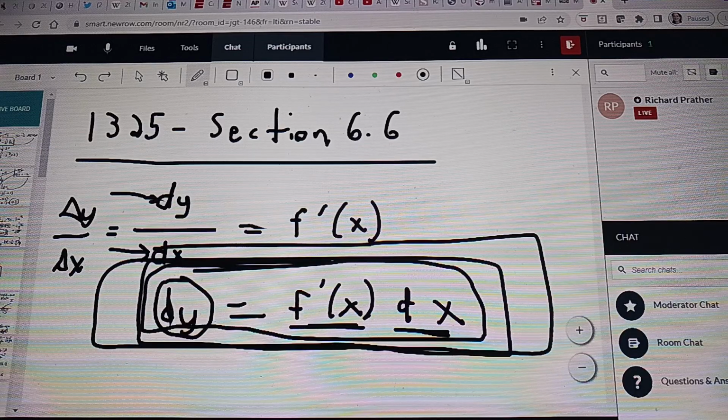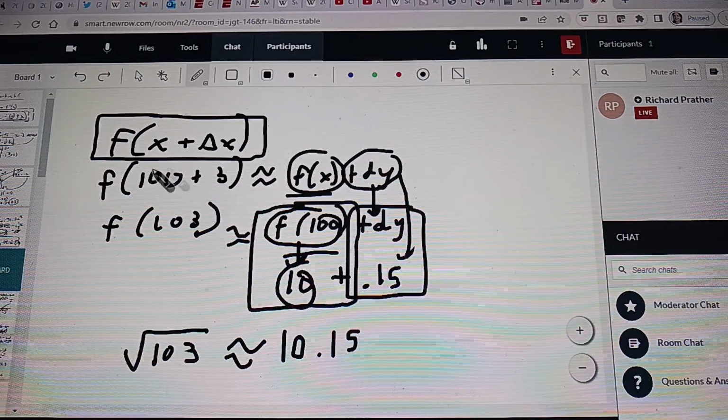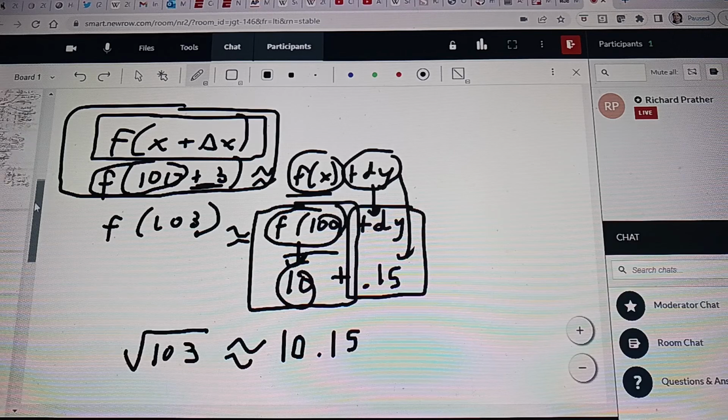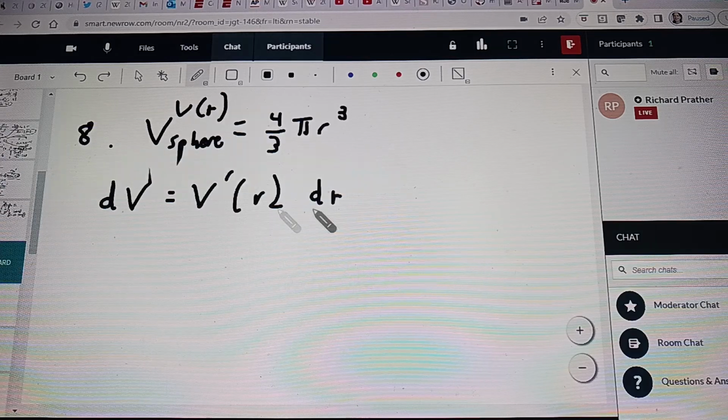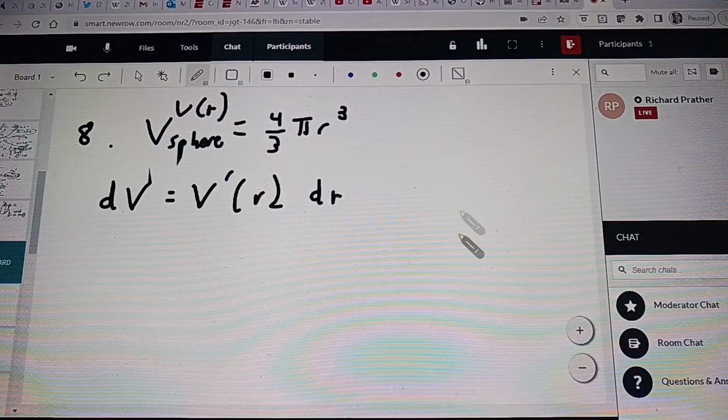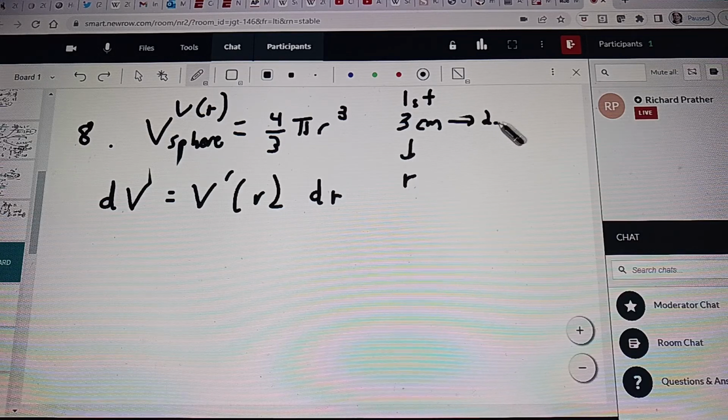And then only the problems 3 and 4 where we're approximating radicals and logs, there's a slightly extra formula that you do at the end of those problems, because you have to go back to the original and then add the change. But that only happened on problems 3 and 4. Every other problem is just using this main idea right here. So we had a starting radius of 3 centimeters. It decreased to 2.6. The radius started at 3 centimeters. So that's going to be the R, the radius. And it decreases to 2.6.